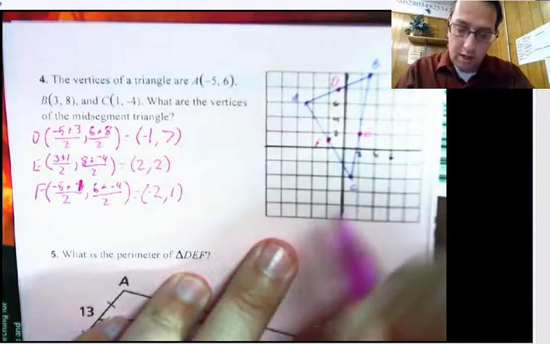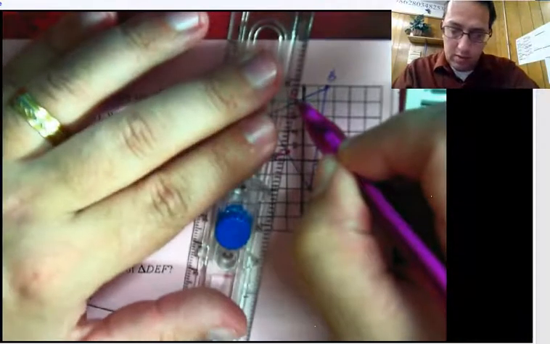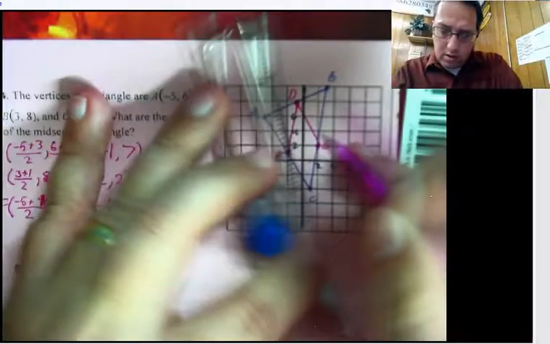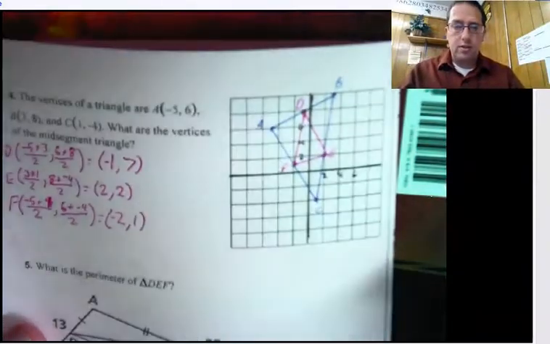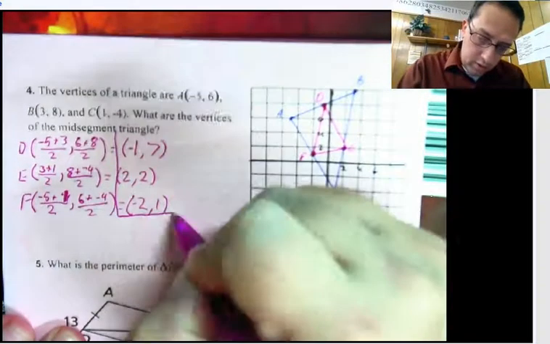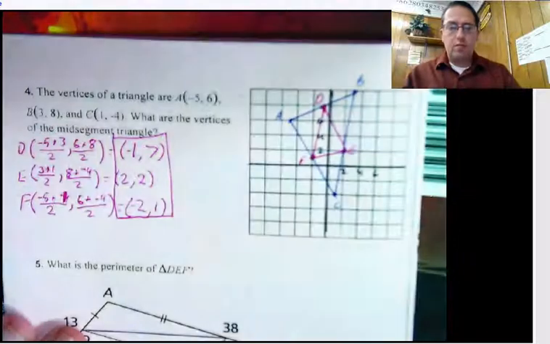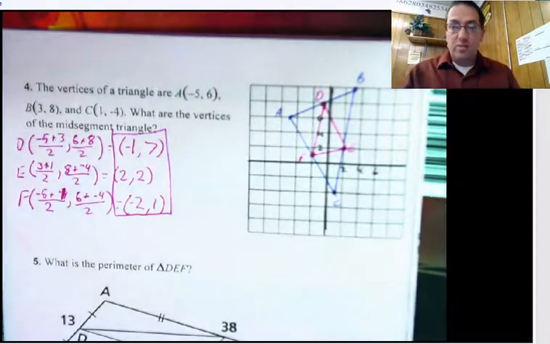Right there, there's F. So those are the vertices, and we'll go ahead and draw it in, because we want to see the midpoint triangle, right? Or the midsegment triangle. We don't want to just get the coordinates. We want to draw it out so we can actually look at it. Like that. There it is. So there is our midsegment triangle. The answers are just the vertices right here, the coordinates. That's our answer. All right. So again, not too bad. It's just the midpoint formula, and we've been doing that since the beginning of the year, right? So easy stuff. Just add them up, divide by 2.